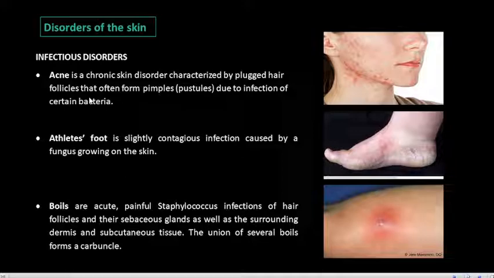Okay? Next one is your athlete's foot. So, ito siya tinawag na athlete's foot kasi nga karaniwan ang mga tao na nagkakaroon nito ay mga athletes. Okay?